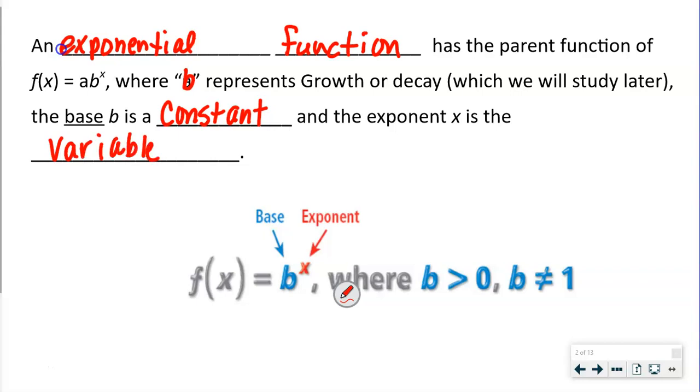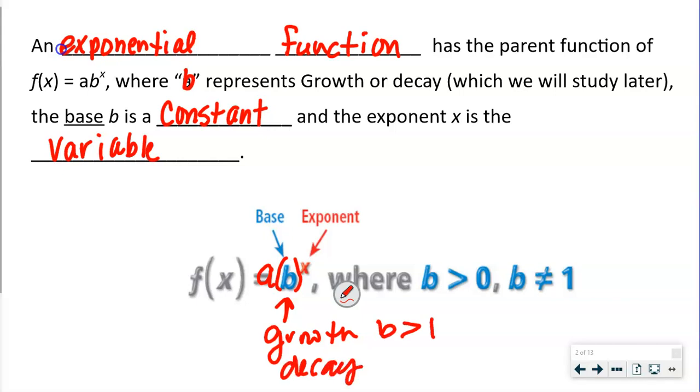So when we're talking about these problems, and we have an a out here, that term right there is going to determine whether it's growth or decay. If it's growth, then that b is going to be greater than 1. And if it's decay, b is going to be a decimal, so it's going to be between 0 and 1, like this. That means it's going to be a decimal or a fraction.